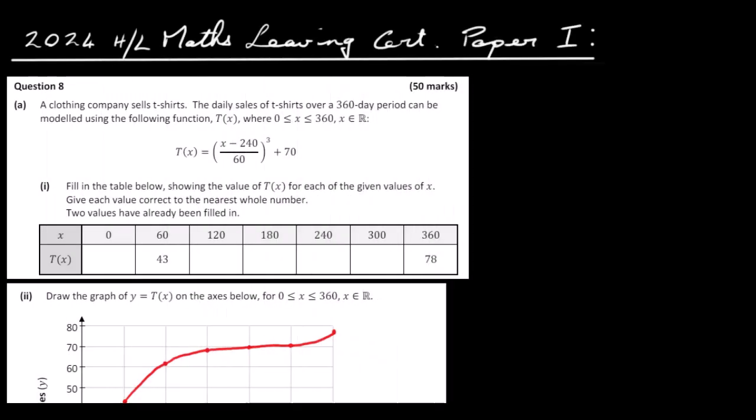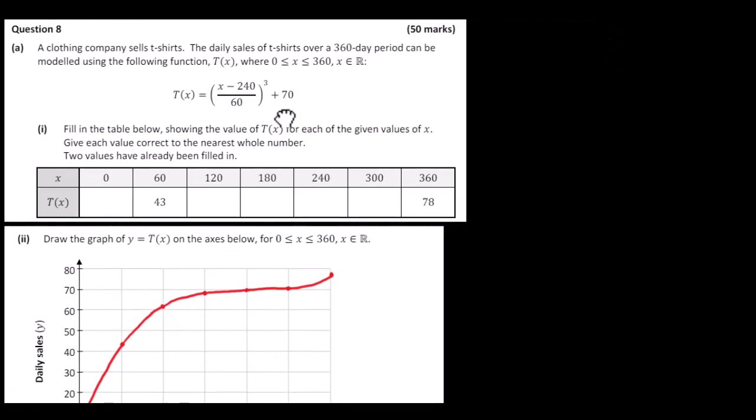Okay, so this is the 2024 Higher Level Maths Leaving Cert Paper 1, question 8. In part A we have a clothing company. It sells t-shirts. The daily sales of t-shirts over a 360-day period can be modeled using the following function t of x, where x goes from 0 to 360 and x is real. So t of x is ((x minus 240) over 60) cubed plus 70.